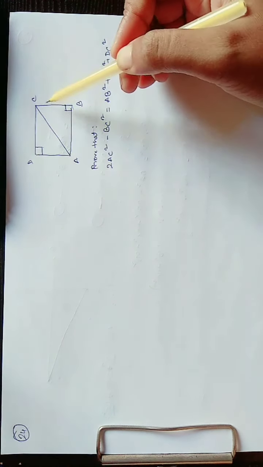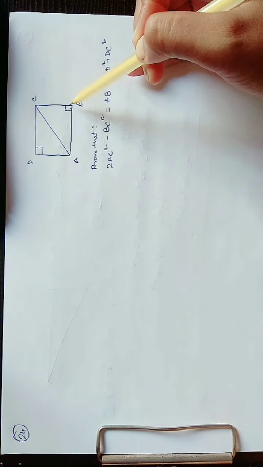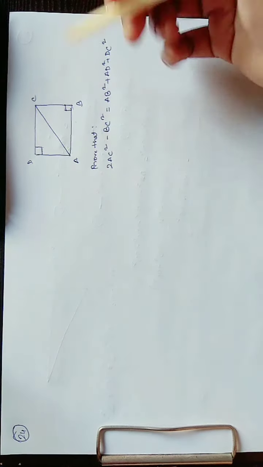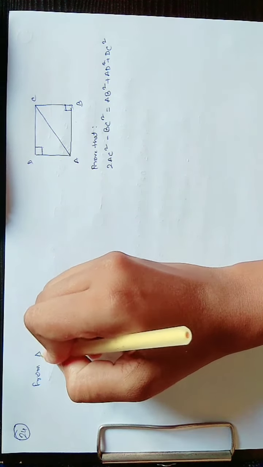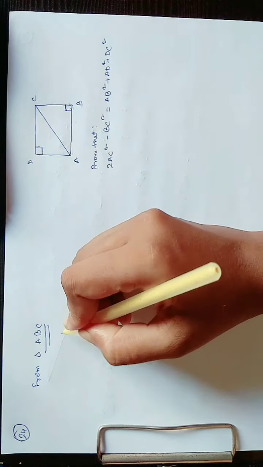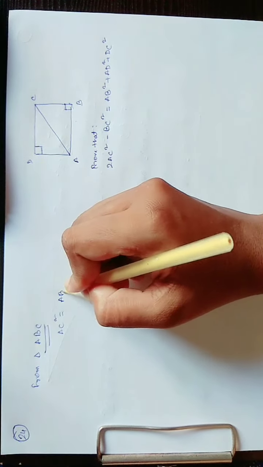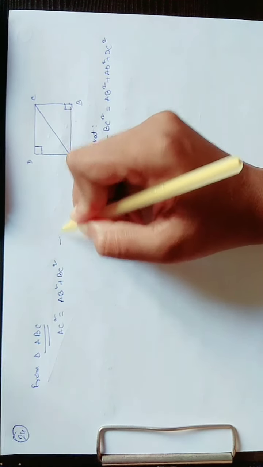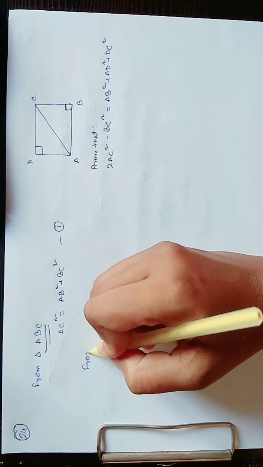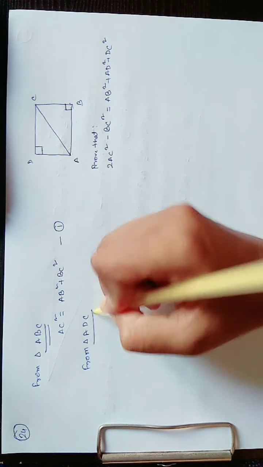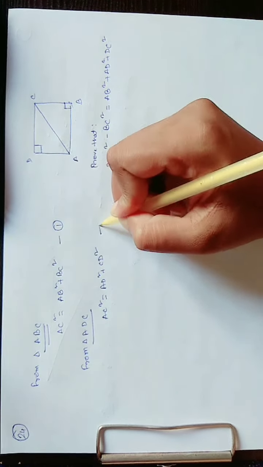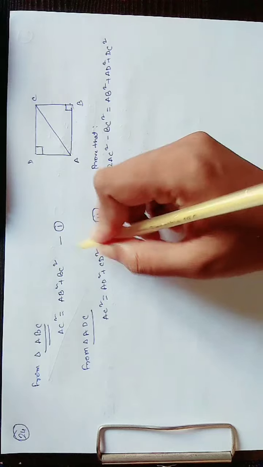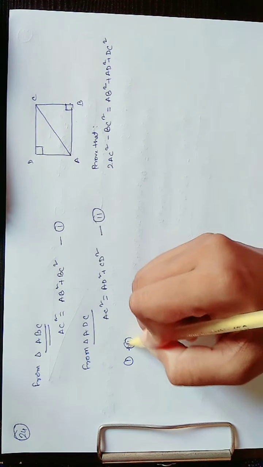In number 24, it is given that ABCD is a quadrilateral with angle B and angle D as 90 degrees, and you have to prove this. So consider the triangle. From triangle ABC, we can write AC square is equal to AB square plus BC square, mark it as number 1. And similarly, from triangle ADC, you can write AC square equals AD square plus CD square, mark it as 2. Now add both the equations, 1 plus 2.